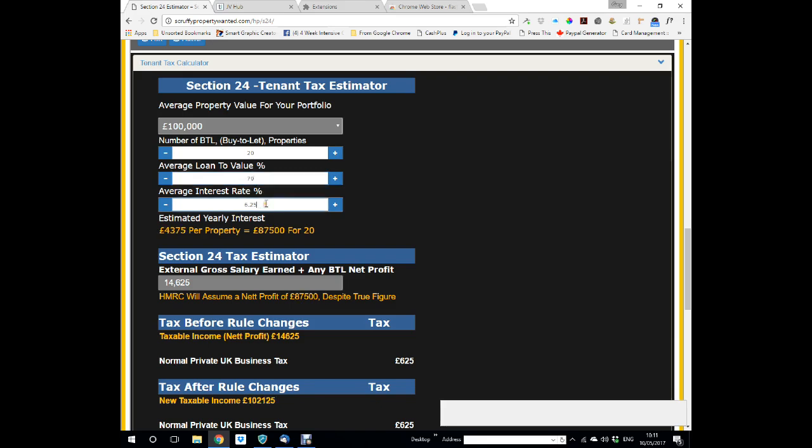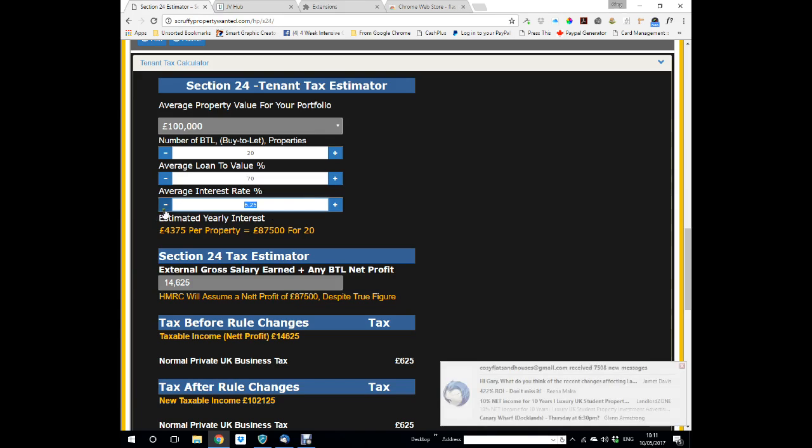Okay, and at the moment the interest rates are historically low. However, as you as a landlord are well aware, the banks and the building societies that you borrow from are asking you to stress test your business. And stress test means they want you to anticipate what would happen if interest rates rise. So let's just drop this to a smaller amount.